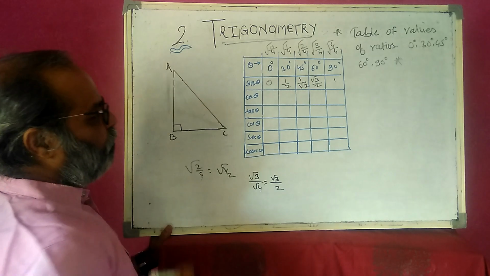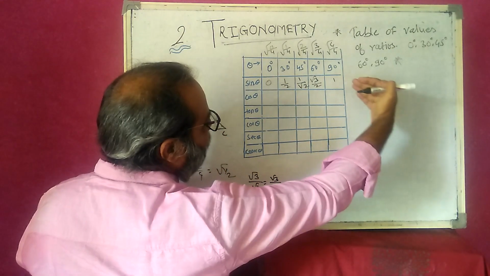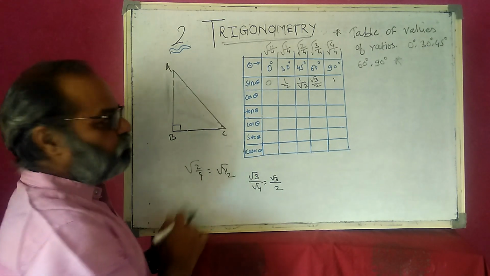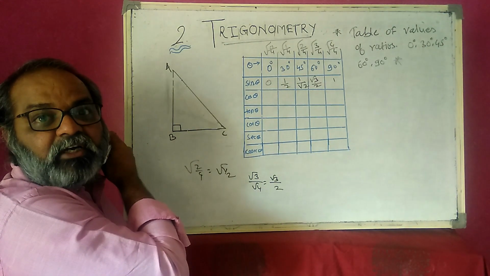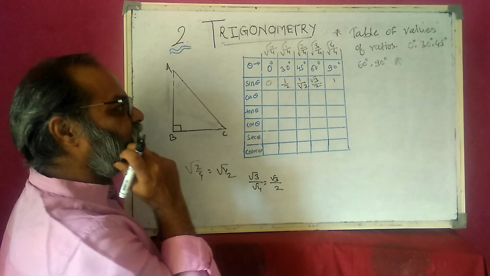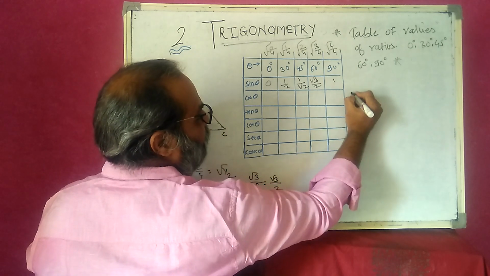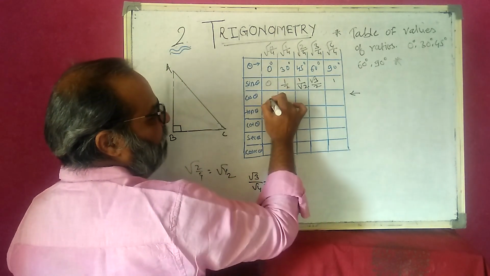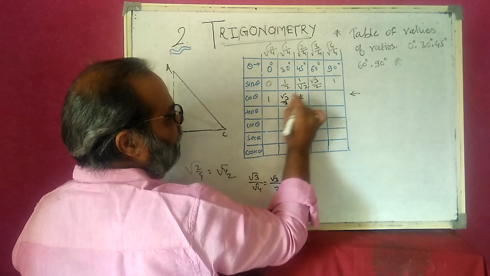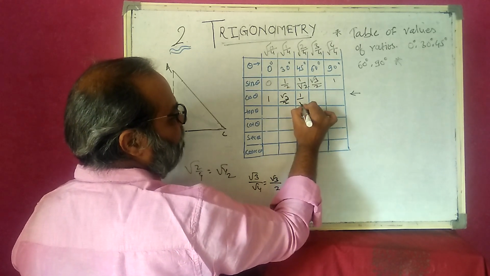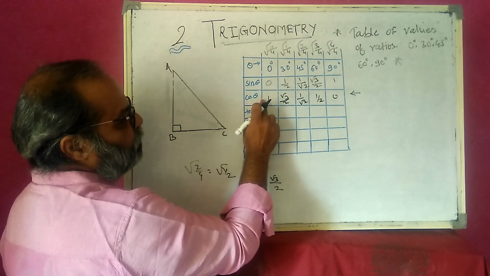Okay. Now for the sake of simplicity, what is cos? Just write it in reverse order. Cos and sin are complementary of each other. That's why we are taking the reverse order. So your 1 comes here, root 3 by 2 comes here, 1 by root 2 as it is, here is 1 by 2, here is 0. Means cos 0 is 1.